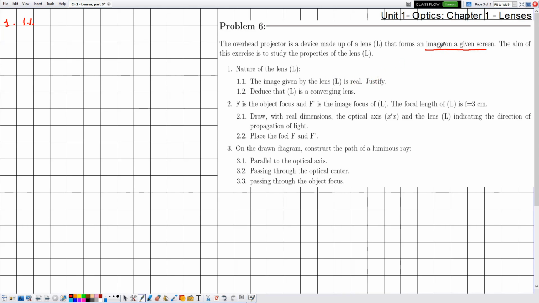So notice that here they told me that the lens forms an image on a given screen. So the image is being collected on the screen, and we know that only a real image can be collected on the screen. So let's say that since it is collected on the screen, then the image is real.